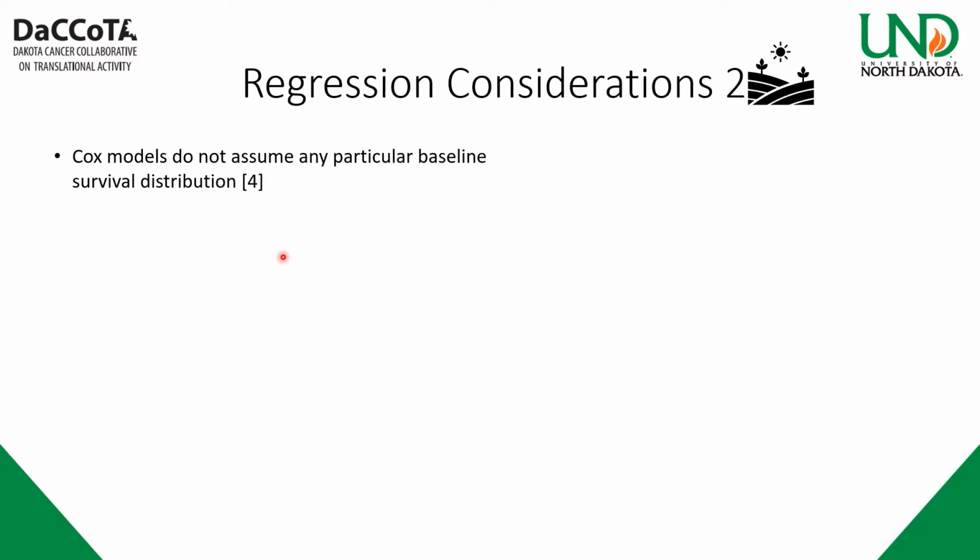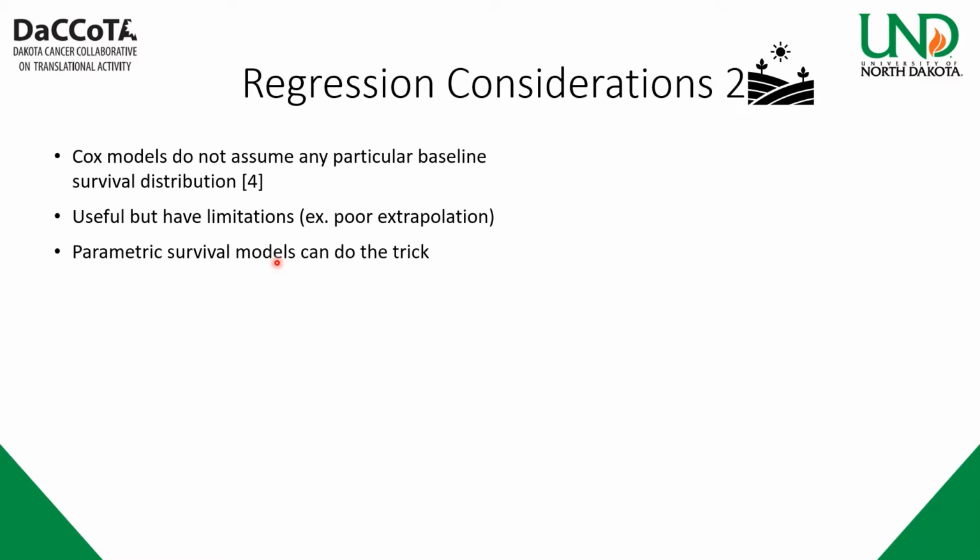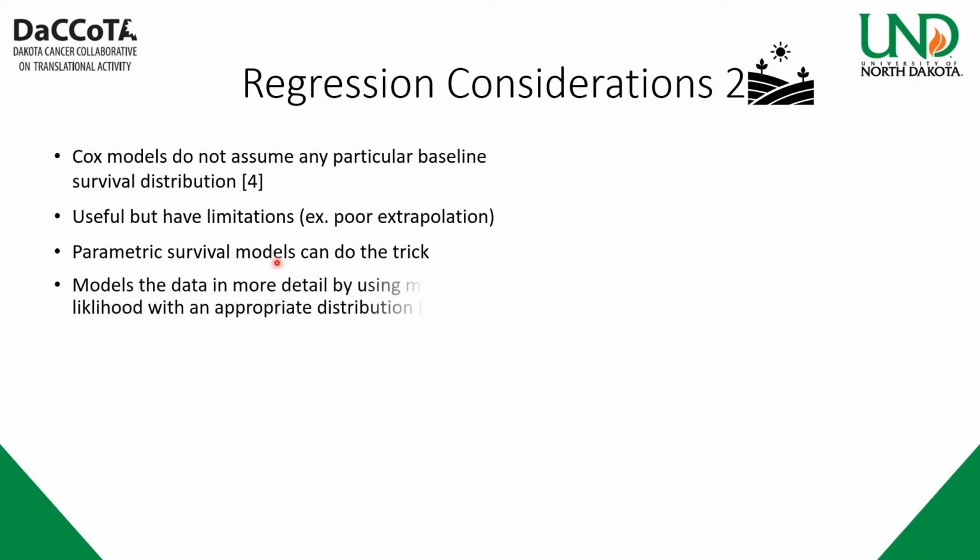Again, we just said that Cox models are semi-parametric, and one of the things that means is they don't assume any particular baseline survival distribution. Now this is useful, and it's relatively easy to perform Cox regression, but it does have some limitations. One of the limitations is poor extrapolation. So if you want to predict survival beyond the data, or even interpolate within data time periods, Cox regression isn't that great for it. Whereas something like a parametric survival model is much better at that. So it may be of great use to use parametric models, even though they're more complicated and take more assumptions.